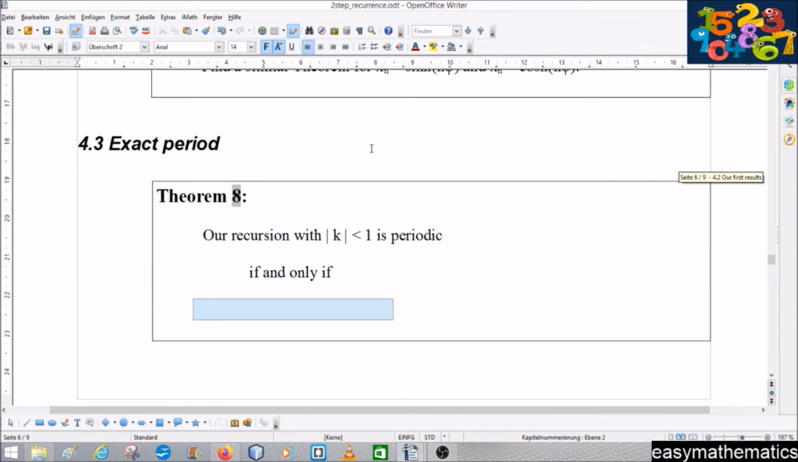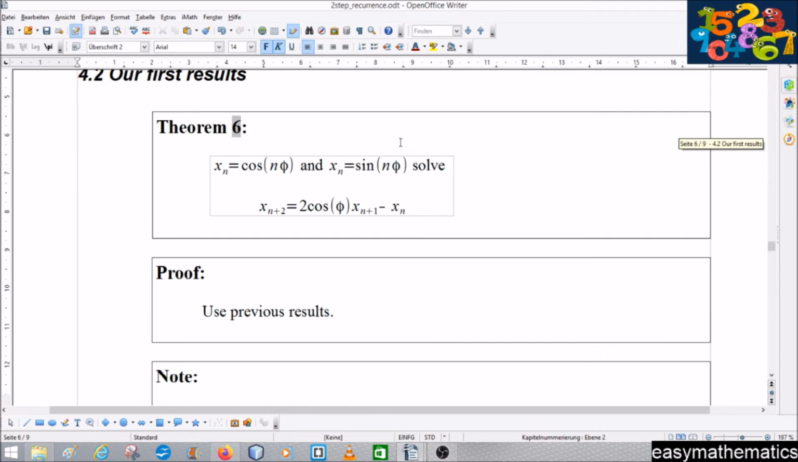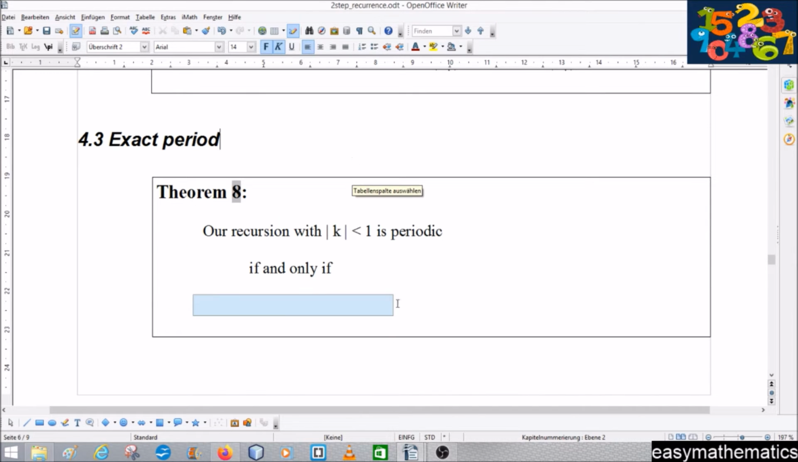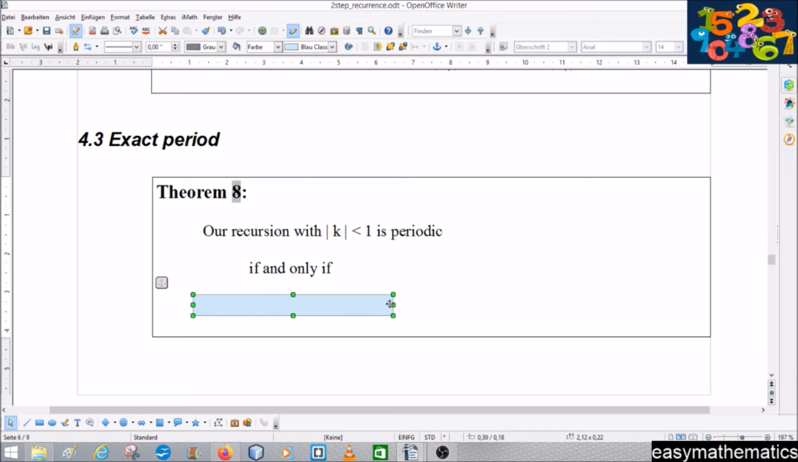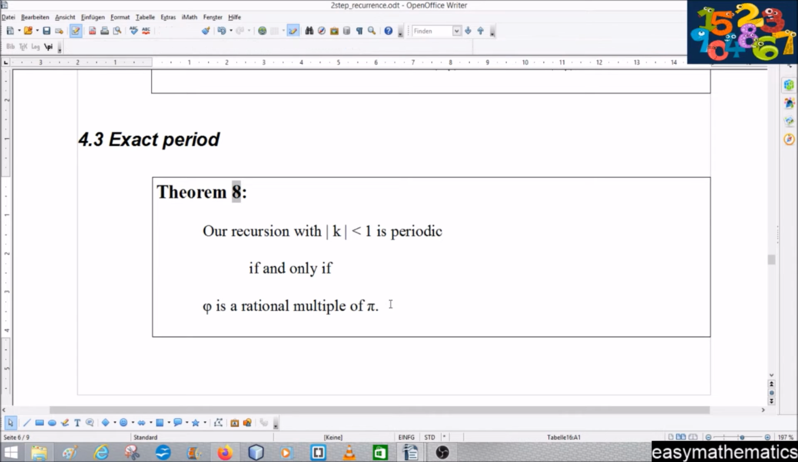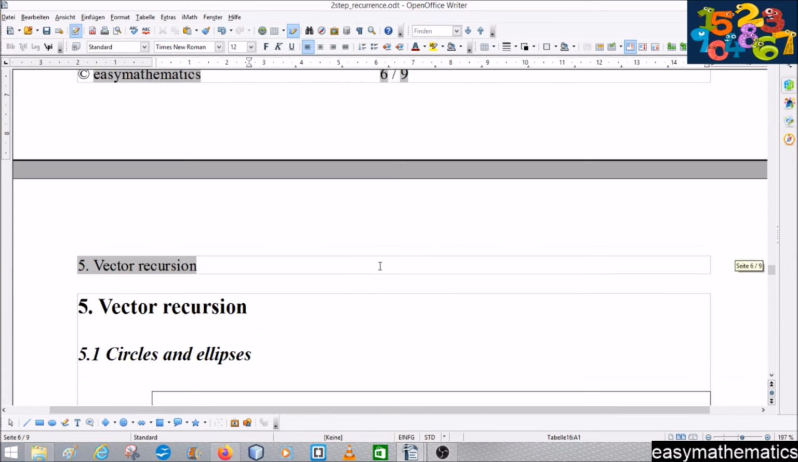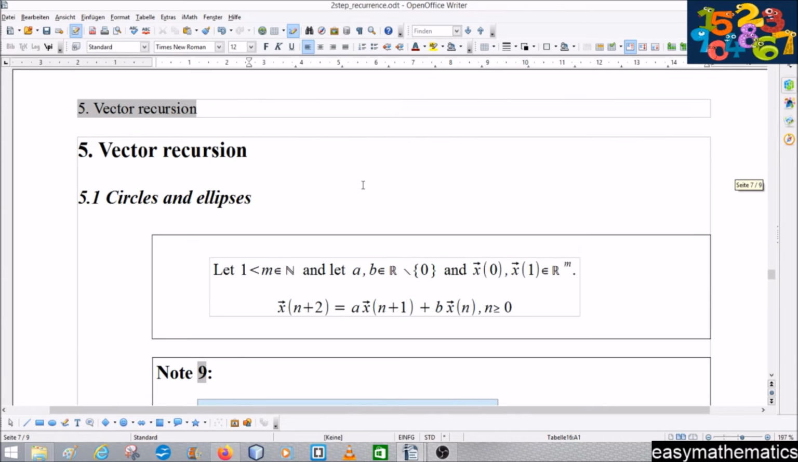Now, for the exact period, if you take a look at the solution here, sine n phi and cosine n phi, you can find the theorem: the recursion with k between minus 1 and plus 1 is periodic if and only if phi is a rational multiple of pi. It's not so hard to prove this. We will not take care of the full proof here.